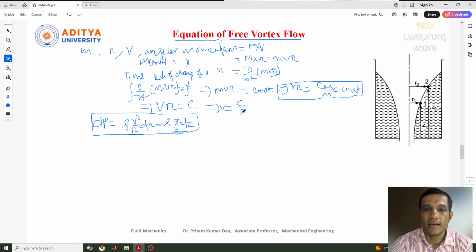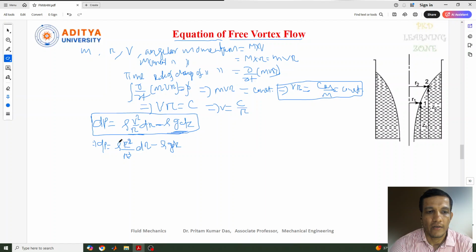Now what I'll do here, I'll put this value of V in this equation. So what will be there here? I can write dP equal to rho into V square by R. Now I'll put this value of C by R in this. V square is C square by R square, and divided by R gives R cube, into dr minus rho g dz.